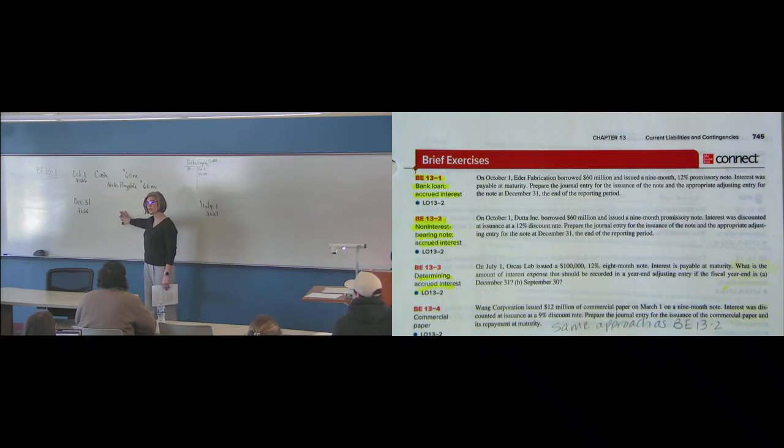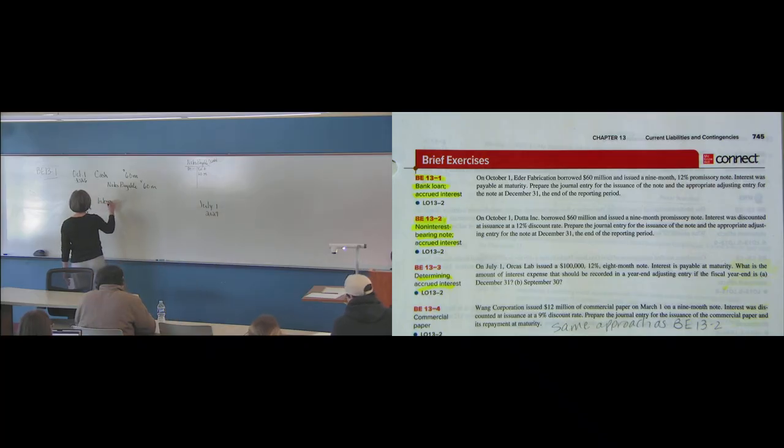31st to December 31st, because what happened? Time passed, right? And in order for my accounting records to be correct, I need to record an adjusting entry for accrued interest, which is very simply a debit to interest expense and a credit to interest payable. This demonstrates that I have incurred some interest.